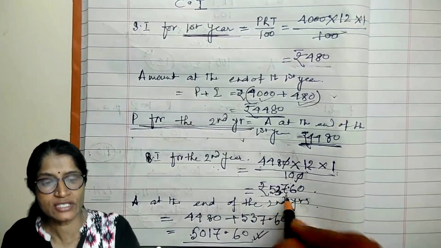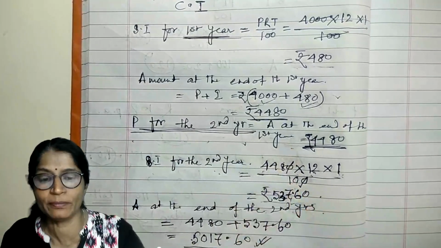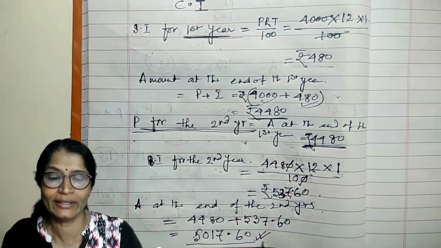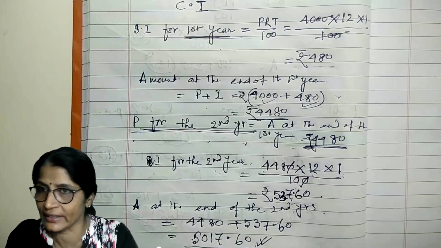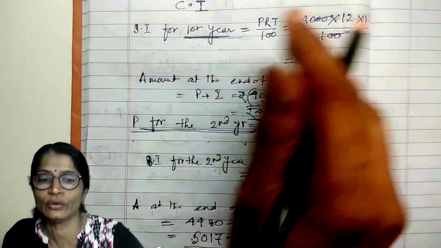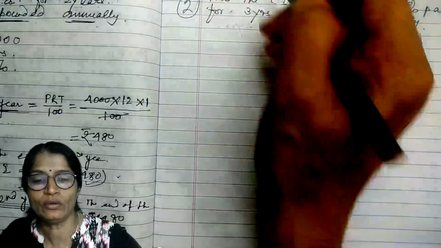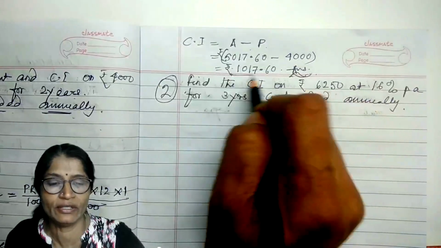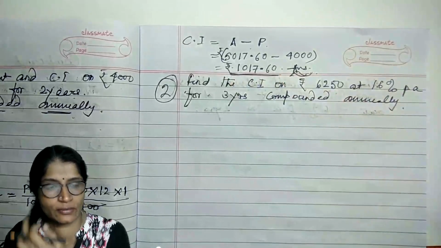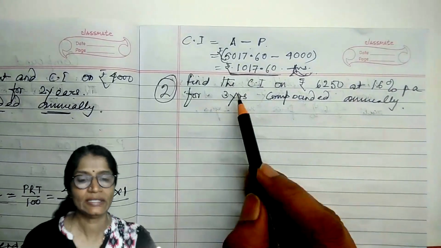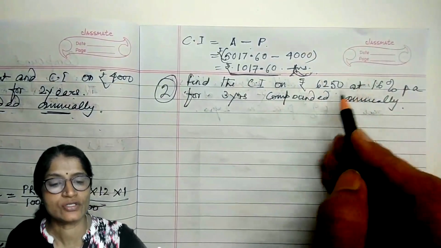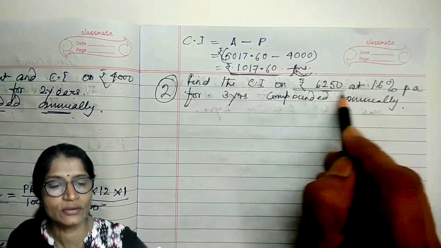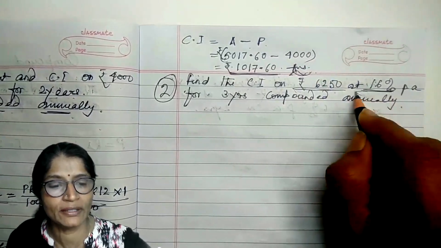Now this interest, when you add it to the principal for the second year, you will get the amount at the end of the second year. Now amount at the end of the second year minus the original principal will give you the compound interest. Now the next one is: find the compound interest on rupees 6250 at 16% per annum compounded for 3 years.